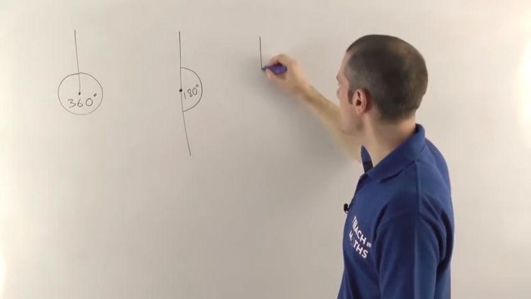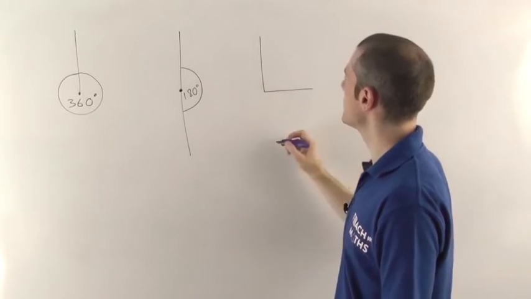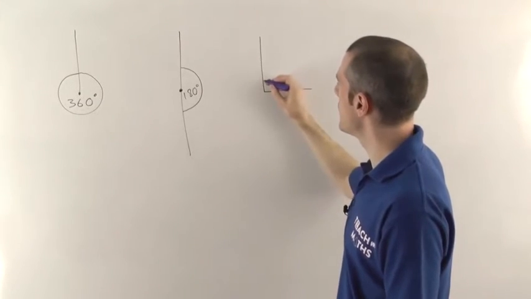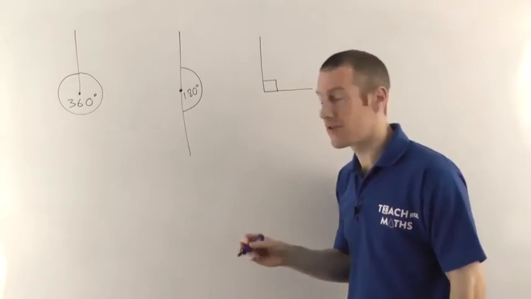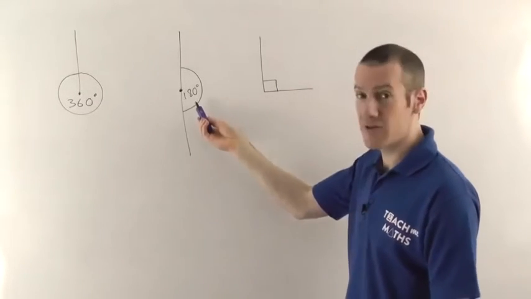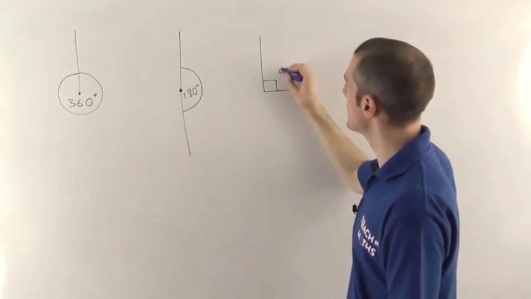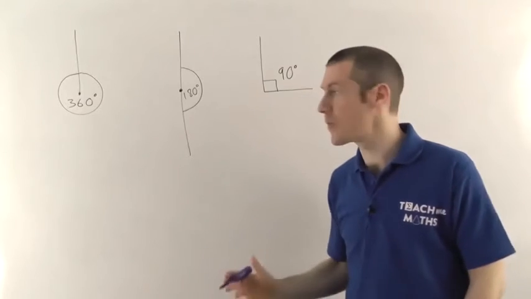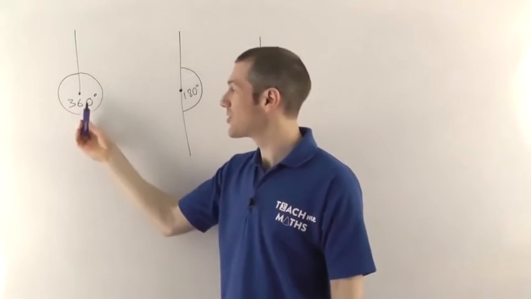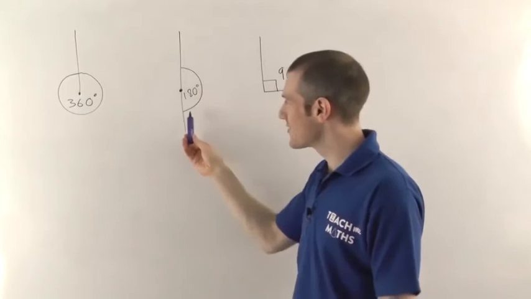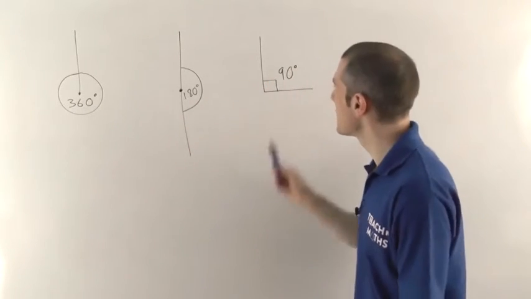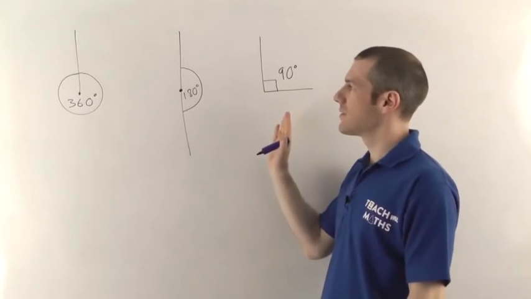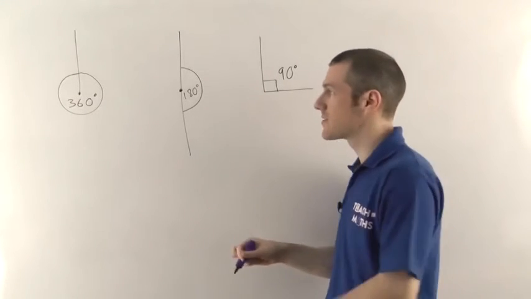Right, the next one then, if you have what's called a right angle, so you have an L shape, it's a quarter of the way around the whole circle. Usually you just put a box in the corner like that rather than writing the angle, but that's going to be half of 180, so this one would be 90 degrees here. So those are three very standard angles that you should be aware of. Angles in a full circle is 360, angles on a straight line are going to be 180, and a right angle is 90 degrees.